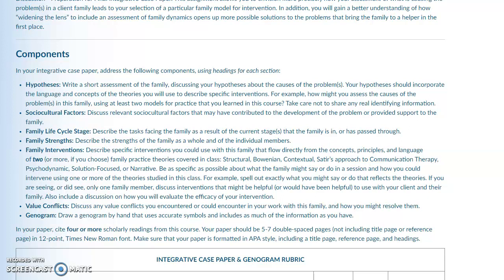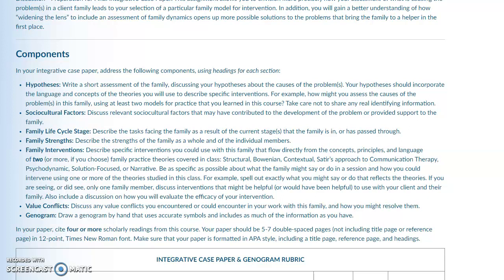But it's not going to be just related to your own views about it. You're going to be relating this to theory. So there is an expectation that you use one of the theoretical models that we have discussed within this course, and you provide citation appropriately.